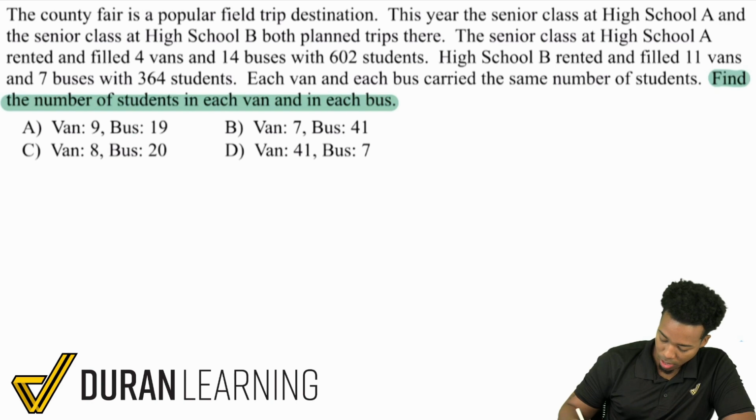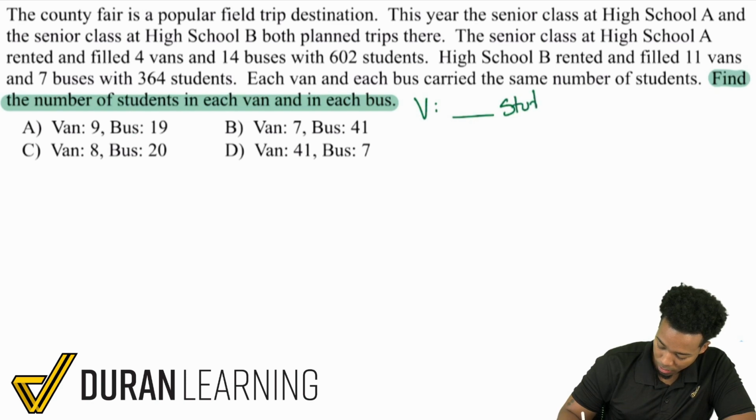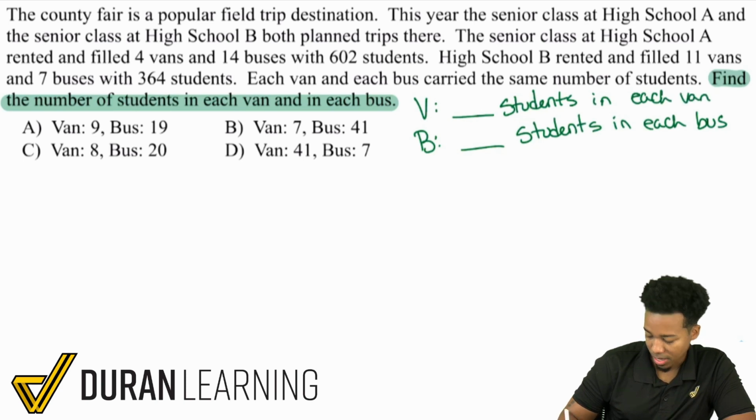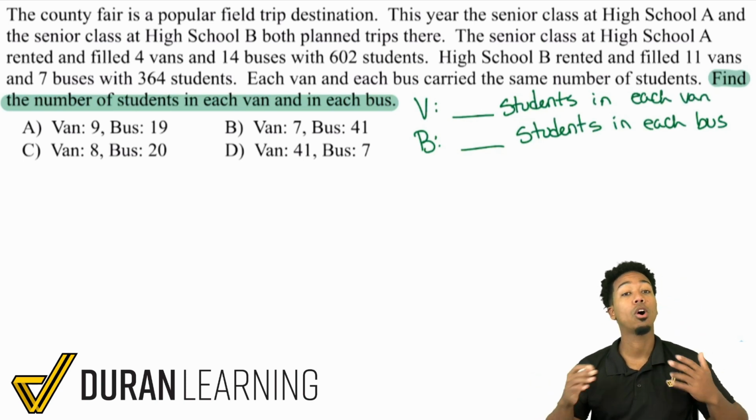So I'm going to say right over here that V is van, and I'll say blank students in each van. And I'll just say B for buses, and I'll say blank students in each bus. In each bus and in each van. Again, that's all I'm looking for, right? That's all I'm looking for.